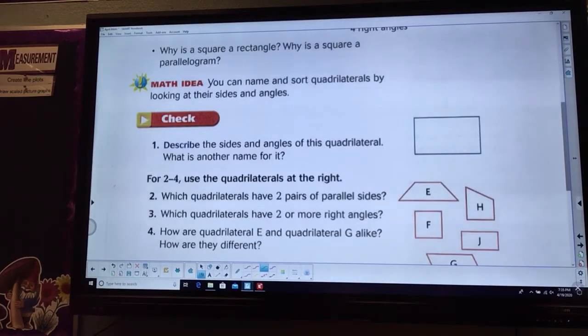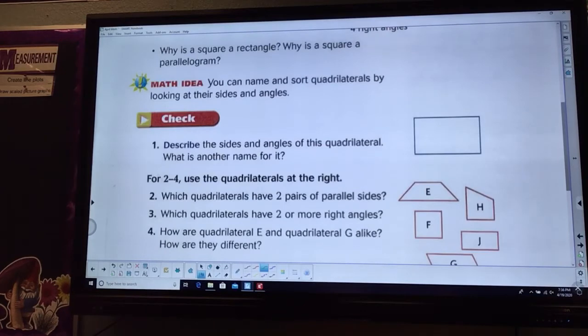Now the big idea out of this, we always look at the exclamation mark there. You can name and sort quadrilaterals by looking at their sides and angles. That's what we've been talking about for the past 2 days. We're going to do a couple of these together and then you'll be responsible for the rest, but let's take a look at number 1.